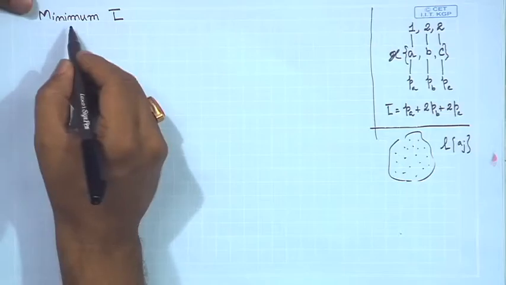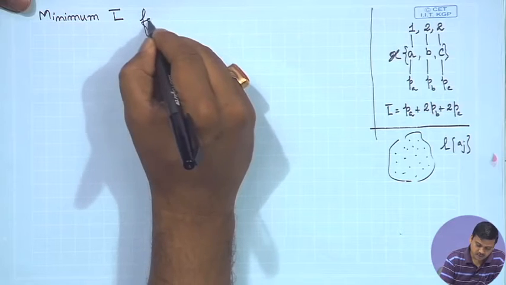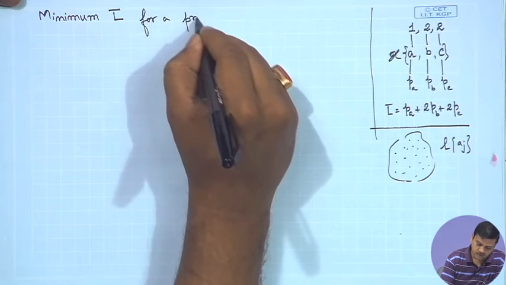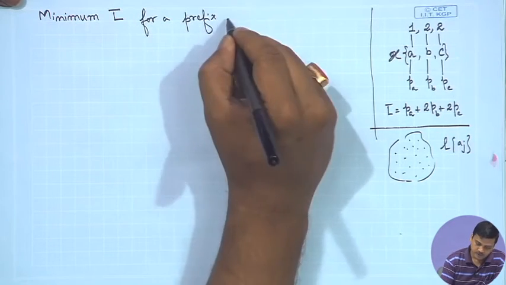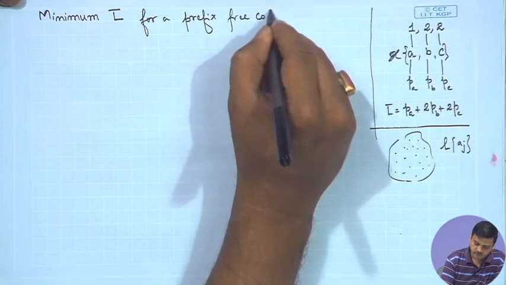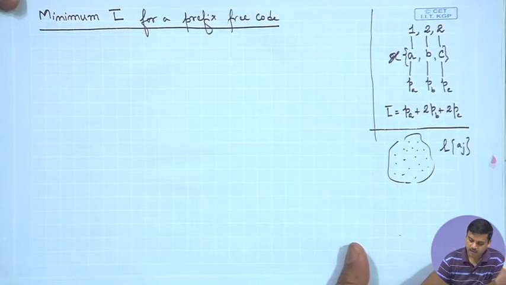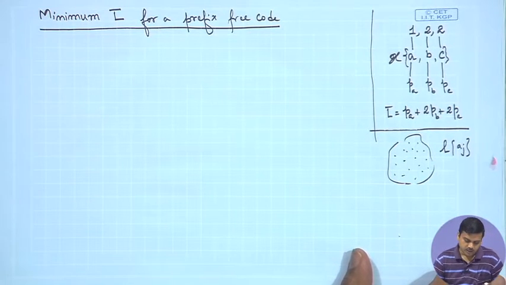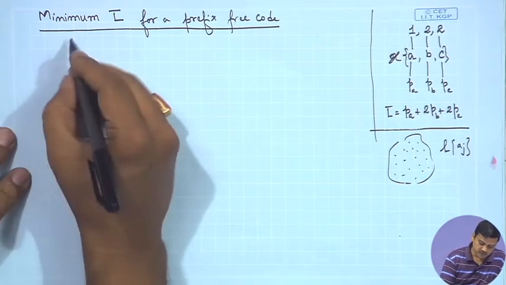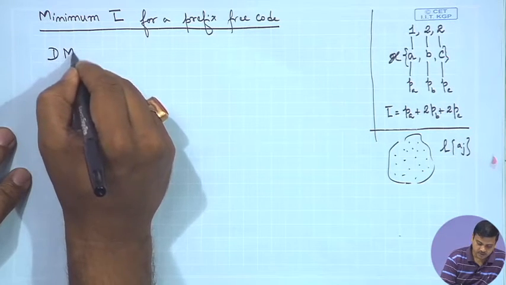Then one can go ahead and find the mapping which gives this minimum value, with the intention that we would like to reduce the number of bits per source symbol. So, if we are talking about the minimum L bar for a prefix free code, we would begin with a discrete memoryless source.